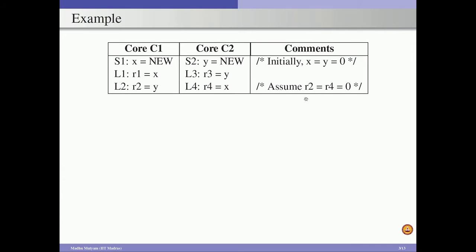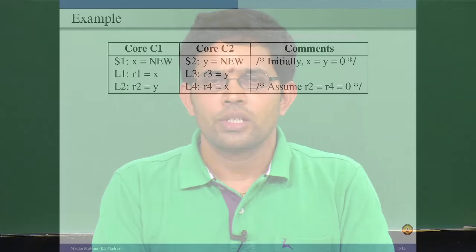So now, if we expect, let us say, R2 and R4 as 0 and 0, then our expectation for R1 and R3 would also be 0 and 0, but that may not be the case because we have our cores equipped with write buffers, and because of these write buffers, our outcomes will be slightly different.